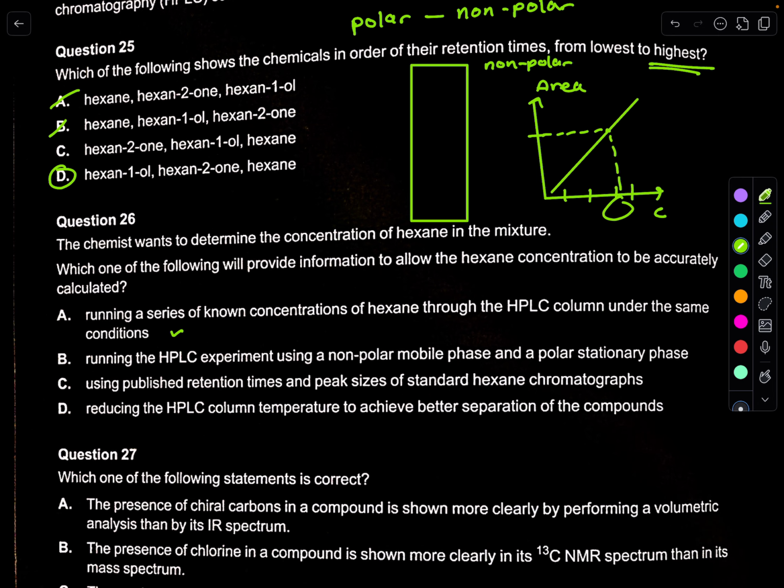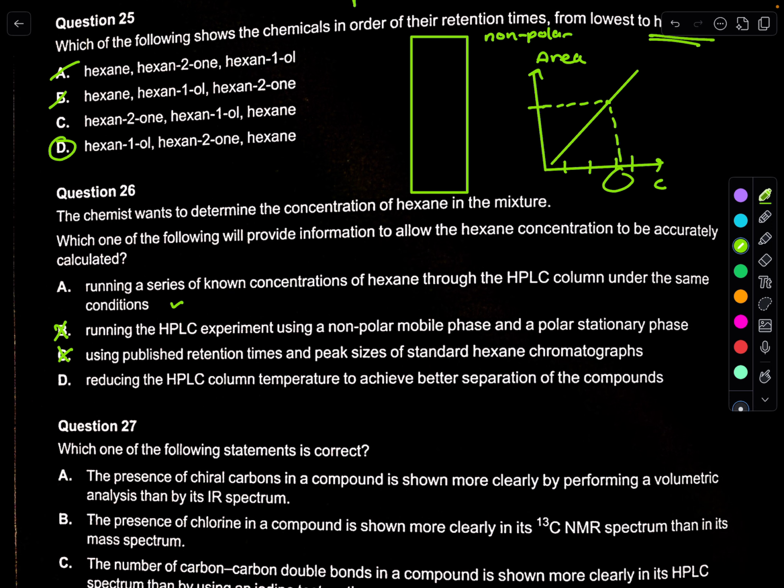B, running the HPLC experiment using a non-polar mobile phase and polar stationary phase. That has nothing to do with determining the concentration. C, using the published retention times and peak sizes of standard hexane chromatograms. That sounds kind of correct, but the problem is, again, A is better because you're using the same HPLC, and the thing that can affect it is having the same conditions. A is more correct because you are using the same conditions. These ones are just published retention times, which can have different conditions to yours. So in comparison to the other one, A sounds better.